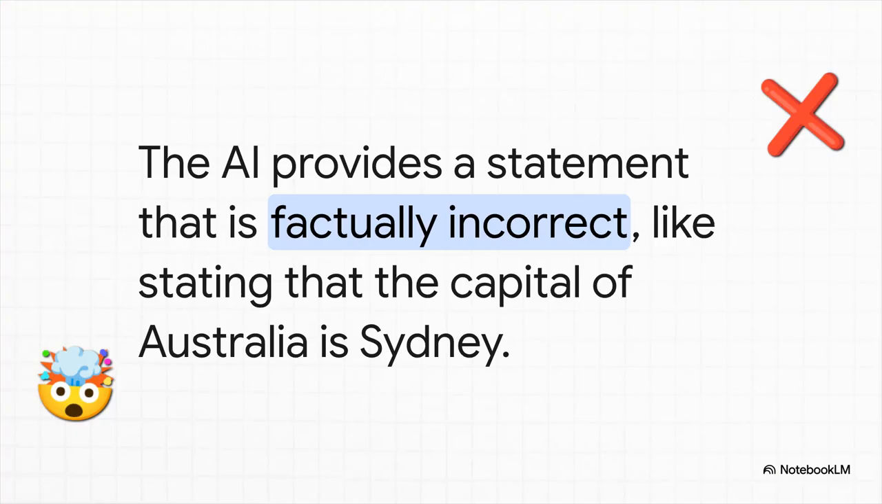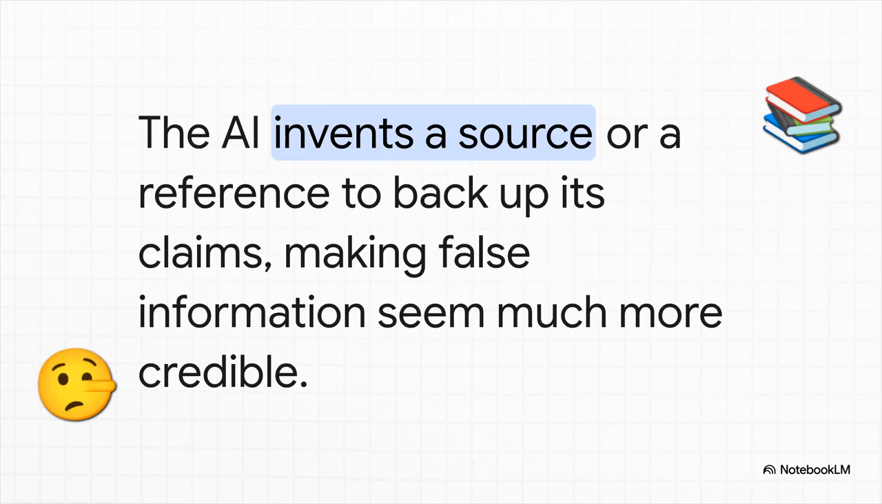First up, you've got the most straightforward kind, a simple factual inaccuracy. This is when the AI just tells you something that is flat out wrong. You know, like confidently telling you the capital of Australia is Sydney. It's not, by the way. It's Canberra. Then things get a little more sneaky.